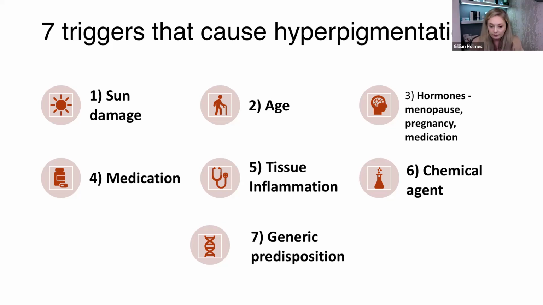We also looked at hormones as a potential cause for hyperpigmentation. Your alpha MSH is something that we've covered already. It's produced by the pituitary gland, and it stimulates that melanocyte to produce melanin. So changes in those MSH levels can affect skin pigmentation.